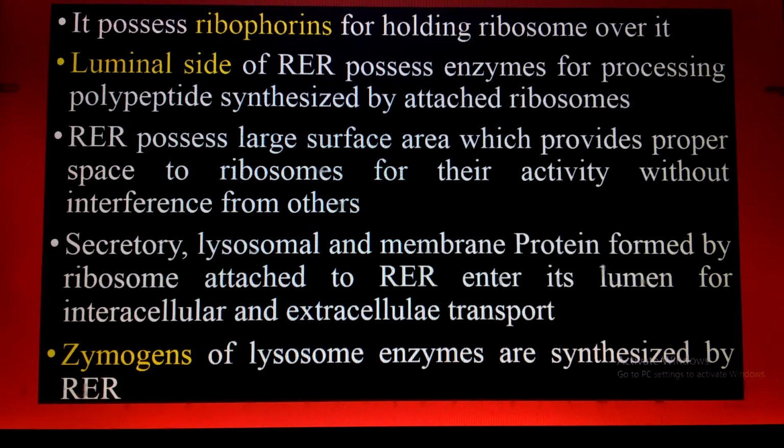The luminal side of the RER possesses enzymes for processing polypeptides synthesized by the attached ribosomes, because the ribosome's function is protein synthesis. The RER possesses a large surface area, which provides proper space for ribosomes to carry out their activity without interference from others. Secretory, lysosomal and membrane proteins formed by ribosomes attached to the RER enter its lumen for intracellular and extracellular transport. The fourth one, the zymogens of the lysosomal enzymes, are also synthesized by the rough endoplasmic reticulum.